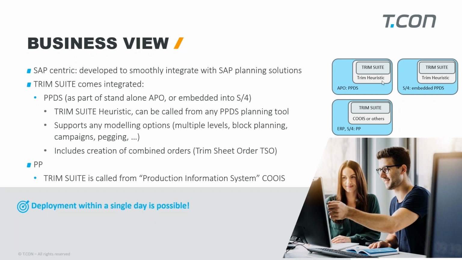PPDS has a heuristic framework, and for that reason, trim is embedded simply as a heuristic of the PPDS. And as a matter of fact, you can then call this trim heuristic from any planning tool that is available in PPDS. So you can use a product view, which is equivalent to MD04. You can call it from the planning board. While doing that, we can pick up the data that is available there in the planning board, independent of the modeling options that you have. So any kind of modeling that is common is covered.